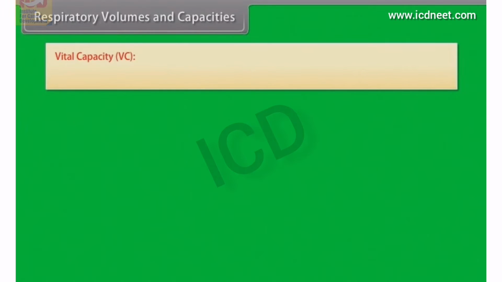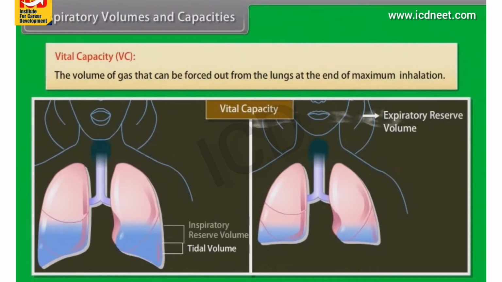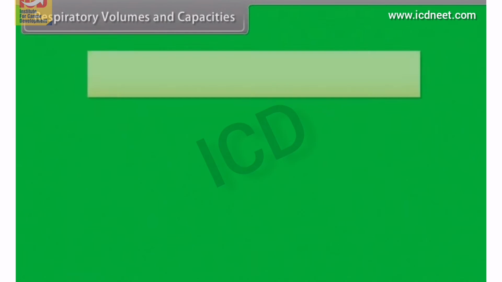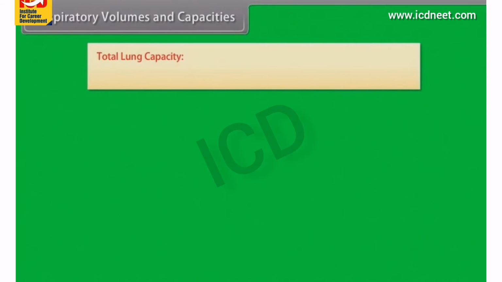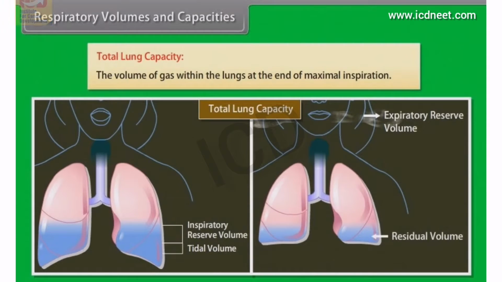Vital capacity, VC. The volume of gas that can be forced out from the lungs at the end of maximum inhalation. Total lung capacity. The volume of gas within the lungs at the end of maximum inspiration.